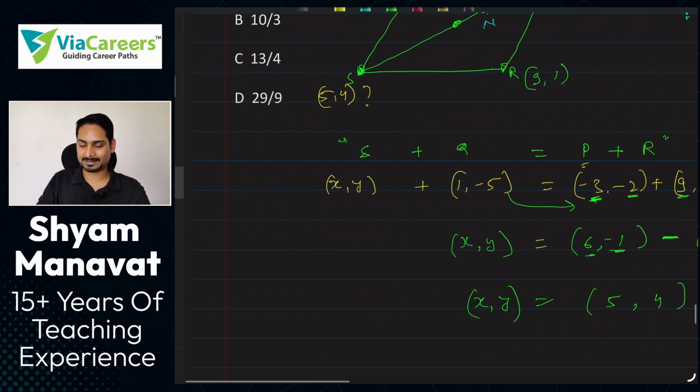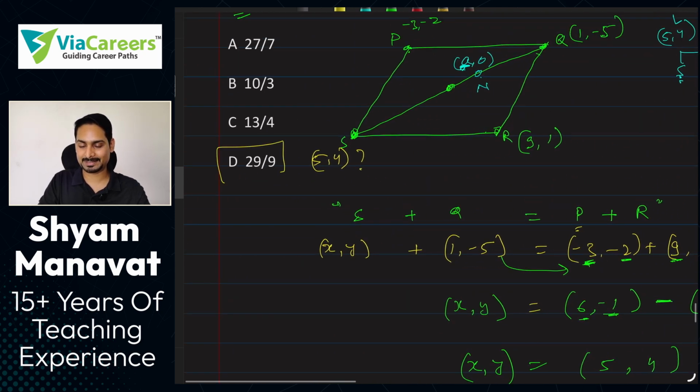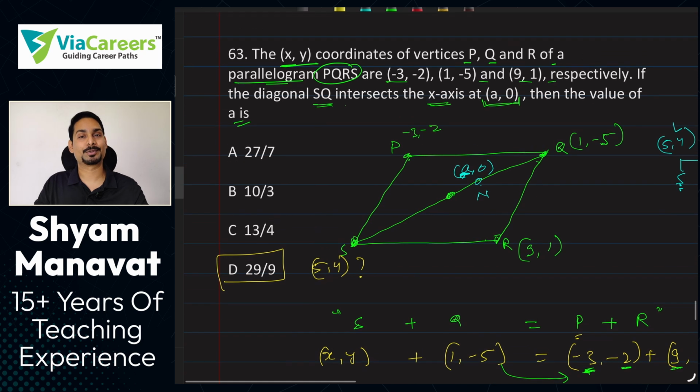Have we got the answer? Yes. Option number D is the answer. I hope you got this. Yes. So coordinate geometry is the key. Let's try the next question.